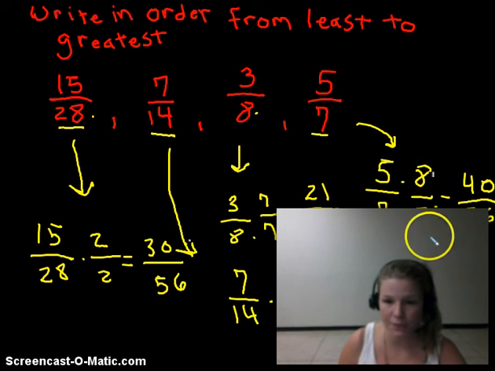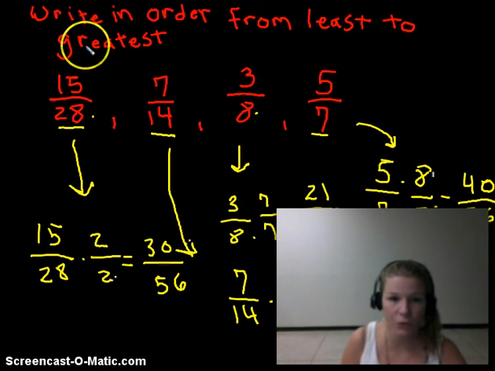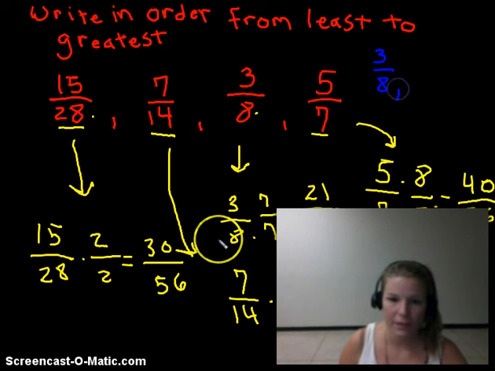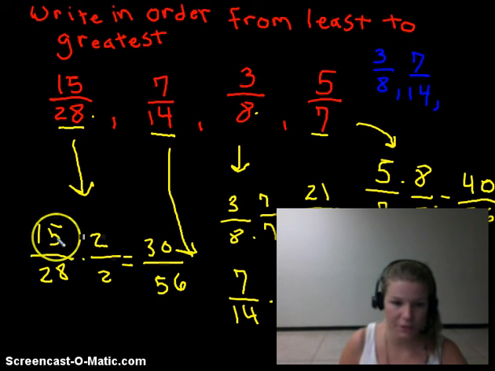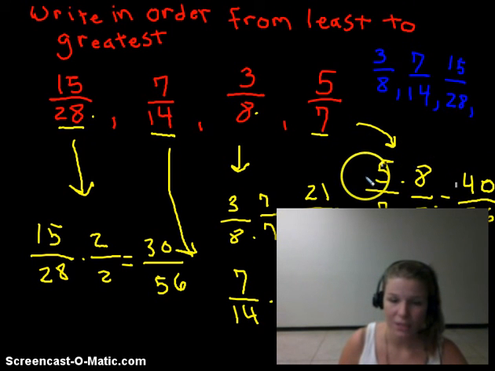So here are our new fractions. They all have the same denominator, so it's very easy to see which one is the biggest. It says write in order from least to greatest. Well, let's use a new color so it doesn't get so confused. The least one is the least over 56. That's 21/56. So we know that 3/8 is our smallest one. Okay, the next smallest one is 28/56, and the original fraction was 7/14. So we're going to write that one next. All right, the next smallest number is 30/56, and the original fraction was 15/28. And the last fraction, the biggest one, is 40/56, which is 5/7.